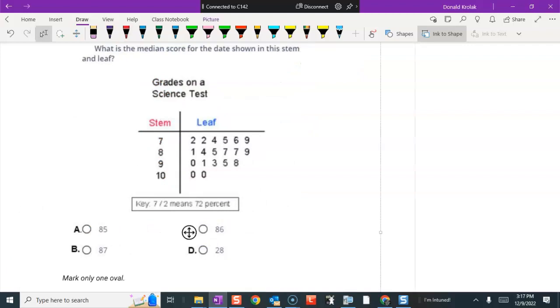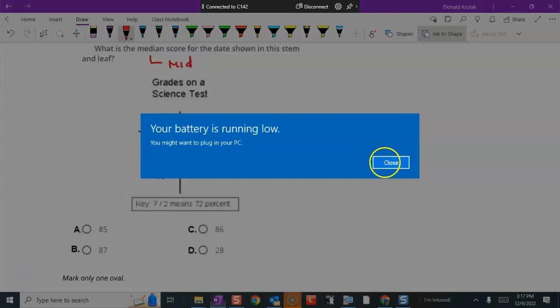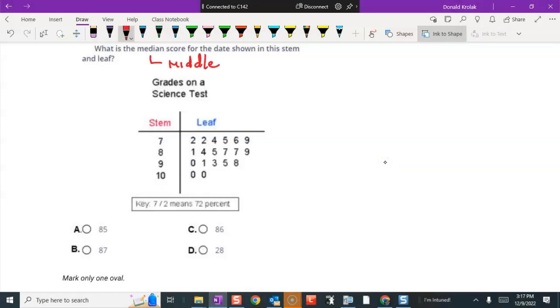Okay, what is the median score? The median is the middle score. This data is already in order because of the stem and leaf plot. So I want to count how many scores I've got: 1, 2, 3, 4, 5, 6, 7, 8, 9, 10, 11, 12, 13, 14, 15, 16, 17, 18, 19. There are 19 numbers.